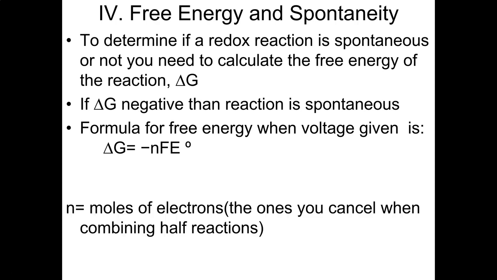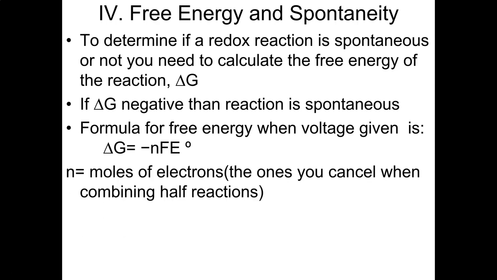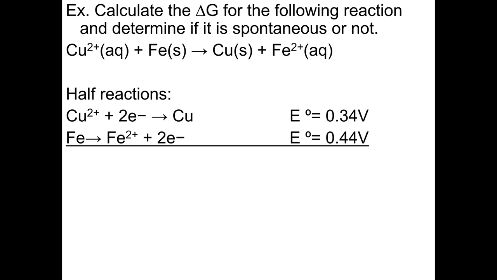They're all connected. And it's your moles of electrons. Remember the ones you cancel. F is a constant that's on your formula sheet. And E, of course, is your voltage. All right, calculate the change in G for the following reaction and determine if it's spontaneous or not. So here's your half reaction. Notice my electrons are already on the product side and the reactant side, so it's already set up. I'm ready to go.